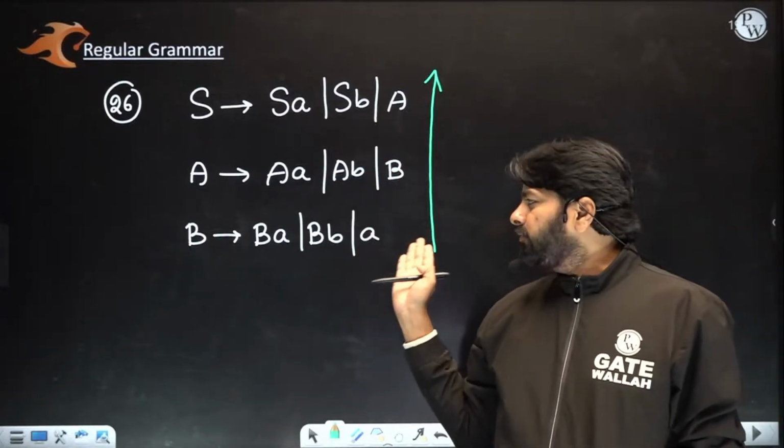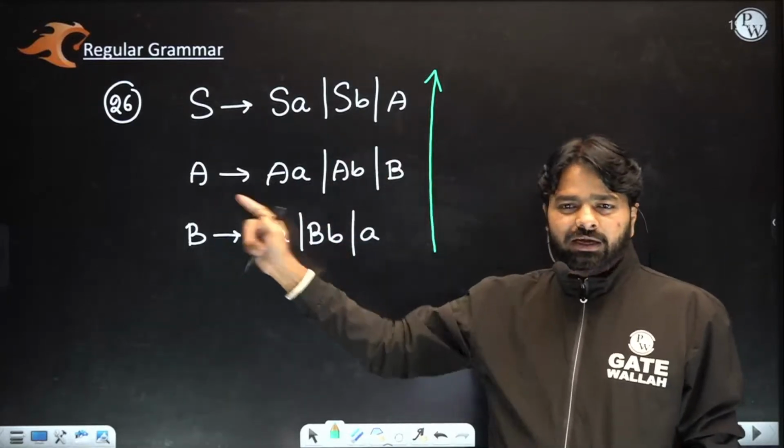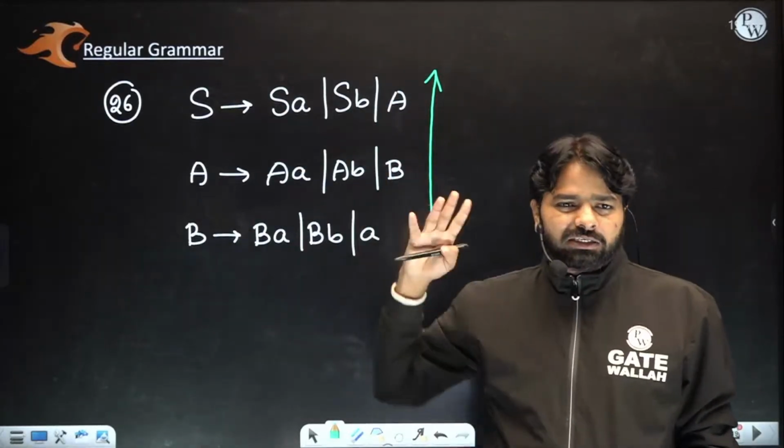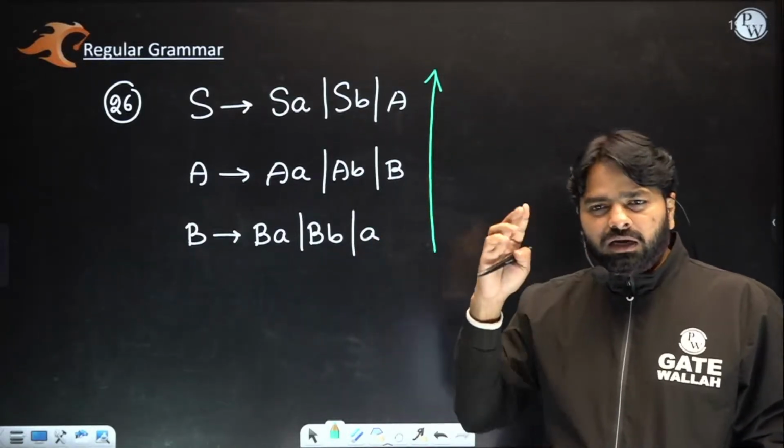So start from here, first focus on this and conclude what B is, then focus on this and conclude what A is, then focus on this and conclude what S is. Because when the grammar is regular, the answer is going to be very simple. Remember that, the answer is going to be very simple.